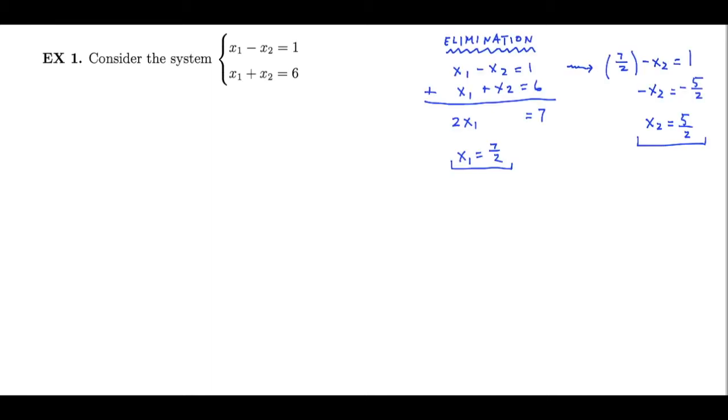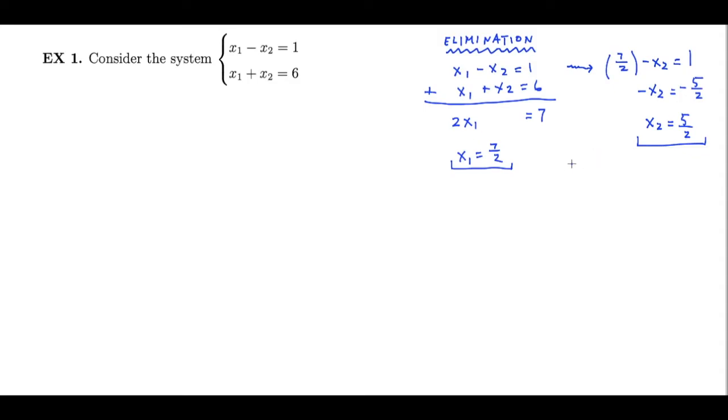Here I've used elimination to solve the system. I simply add my 2 equations. You'll notice that these 2 coefficients on x2 are lined up perfectly to cancel each other out when I add the 2 equations. And I quickly conclude that x1 equals 7/2, and then substituting that into my first equation, I'm able to quickly identify that x2 equals 5/2.